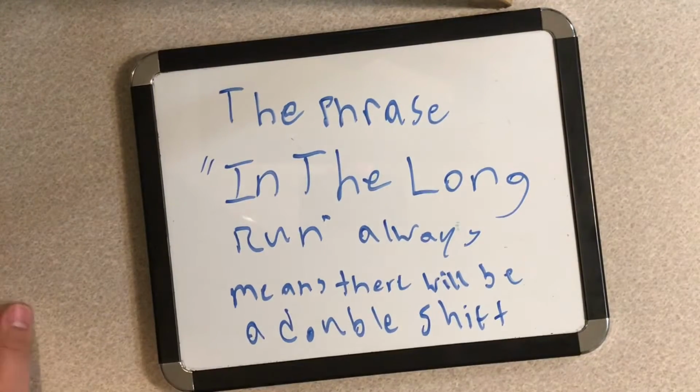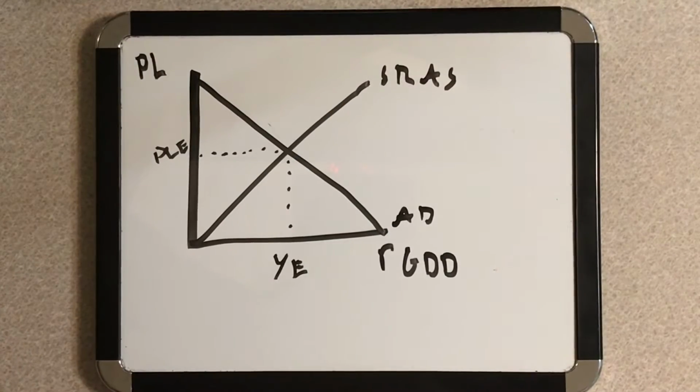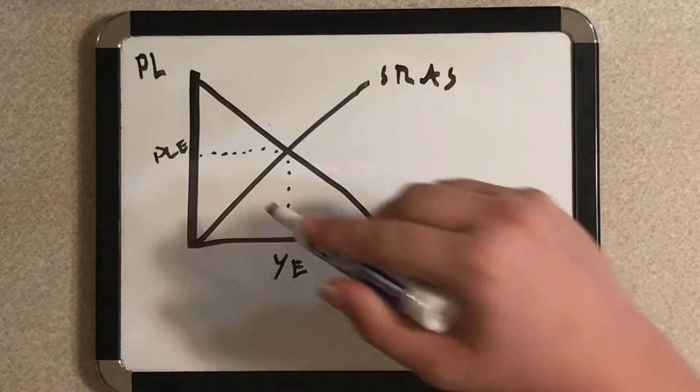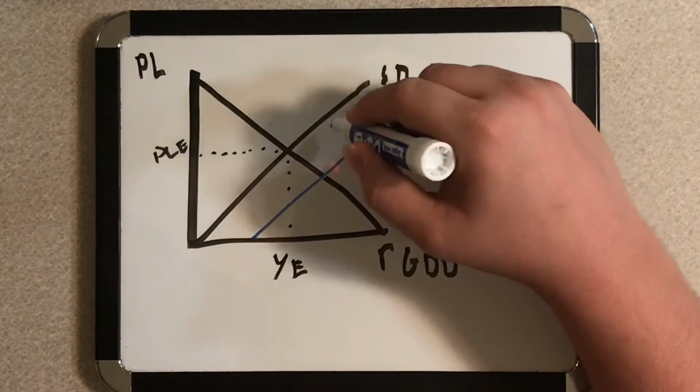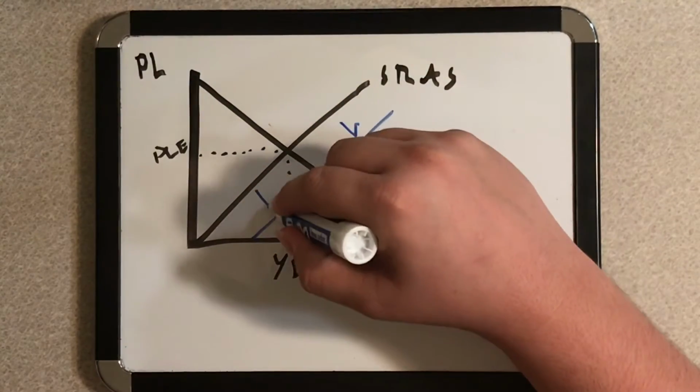The phrase "in the long run" always means that there will be a double shift. This is an example of a double shift. An economy is operating at full employment. There's a positive supply shock. In this instance, what would happen is you'd have short-run aggregate supply increase because of the supply shock.